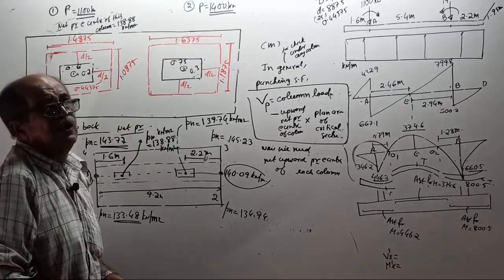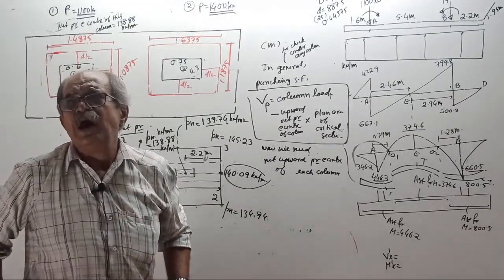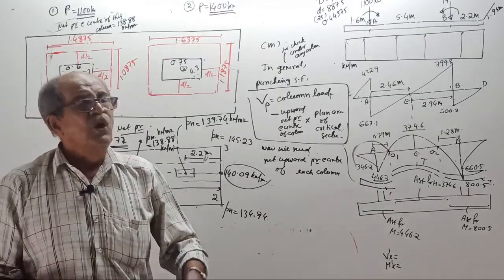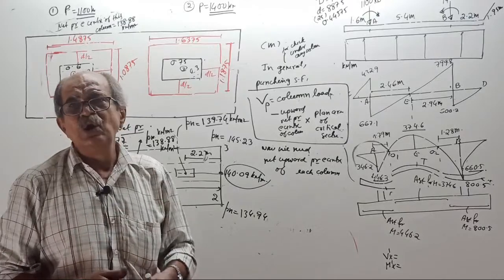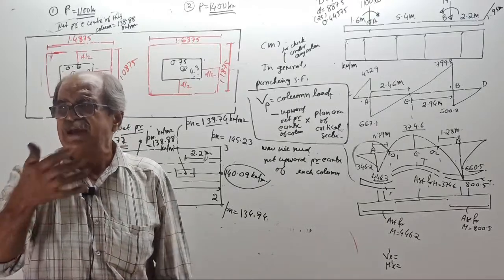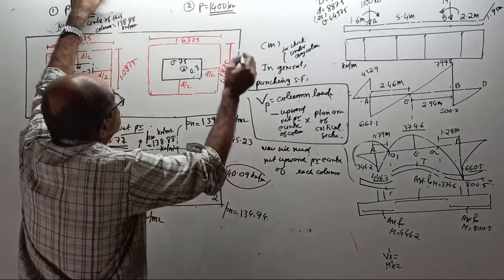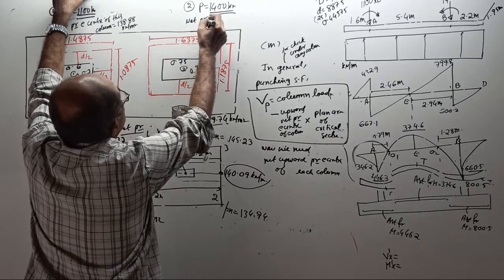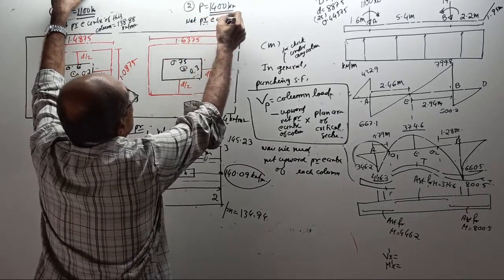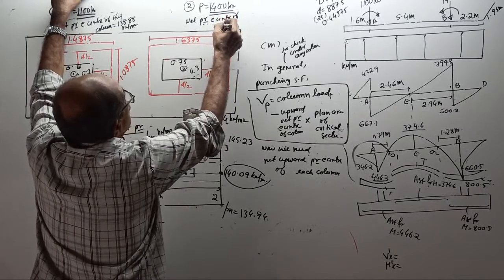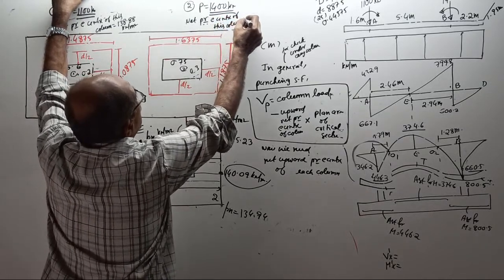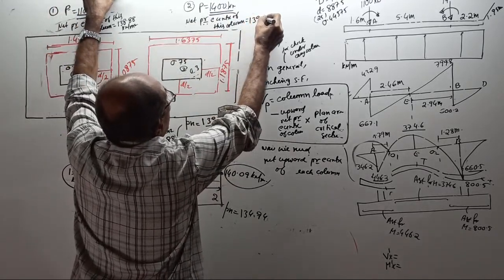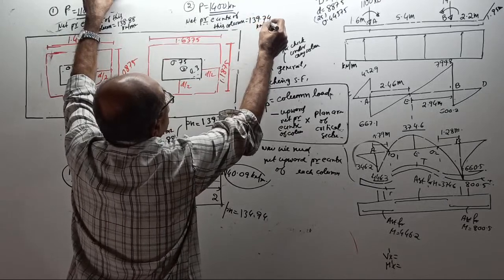Remember, somebody will say, sir, you are not doing this much work manually, you are doing it by software. This is only basic knowledge. Don't do all this practically, let it be done by software. You should understand the principle. If you do not know what is happening, then how do you become a structural engineer? Net pressure at center of this column equals 139.74 kilonewton per meter square.